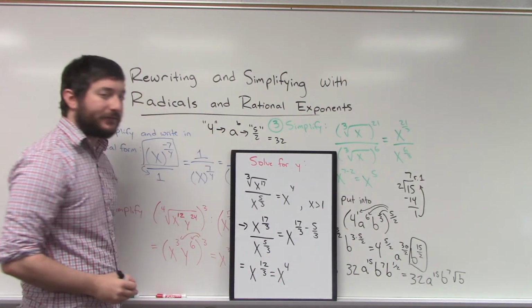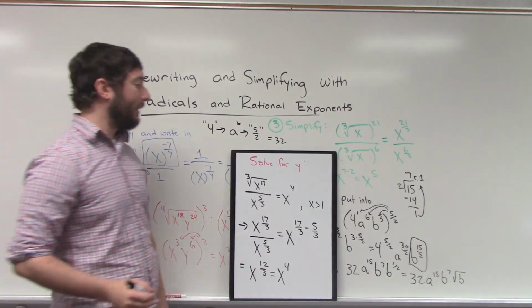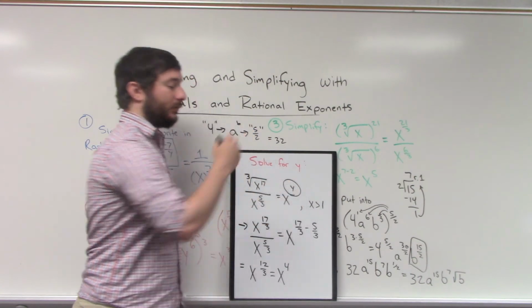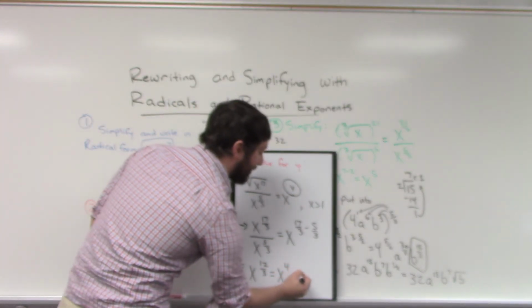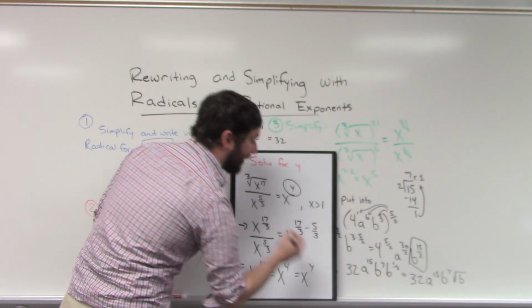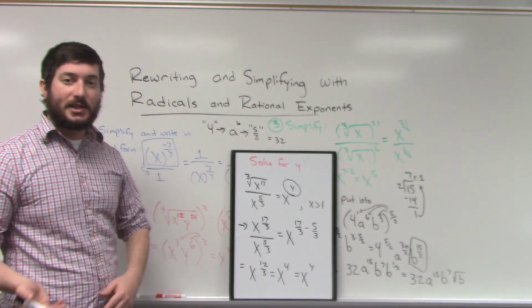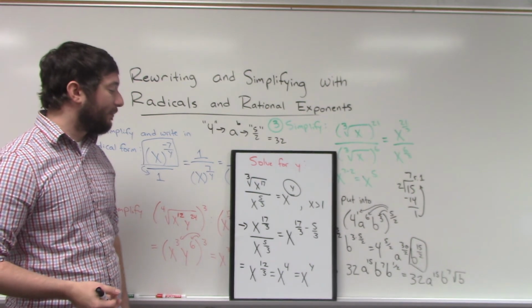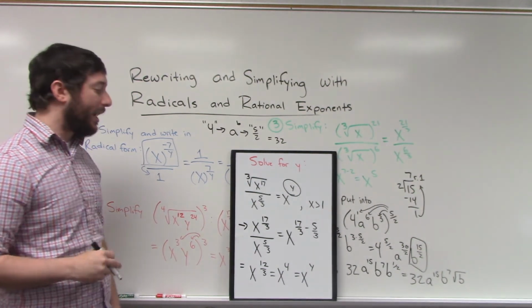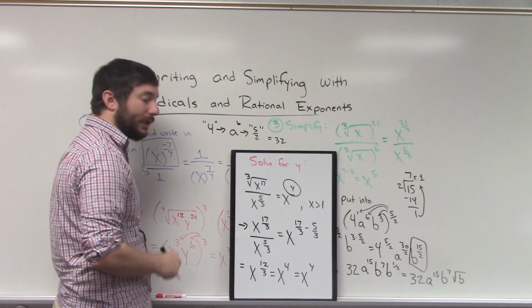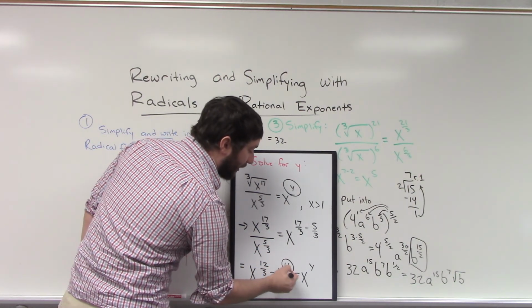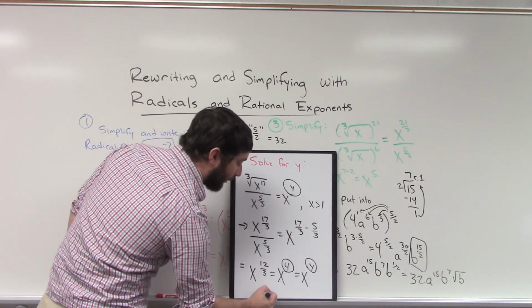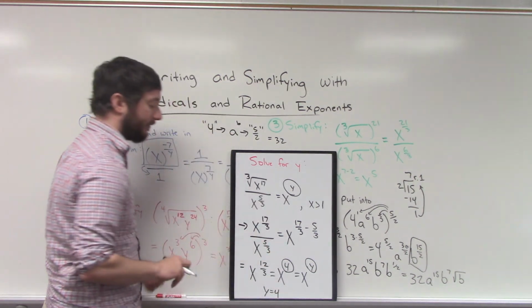Now, this is not the final answer. Remember, we were looking to solve for y. So this right here has to equal x to the power of y. What do you think y is going to be? Not too difficult at this point. Just match up where y is on the one side versus where it would show up on the other. And in this case, our answer is clearly 4. Y equals that exponent of 4.